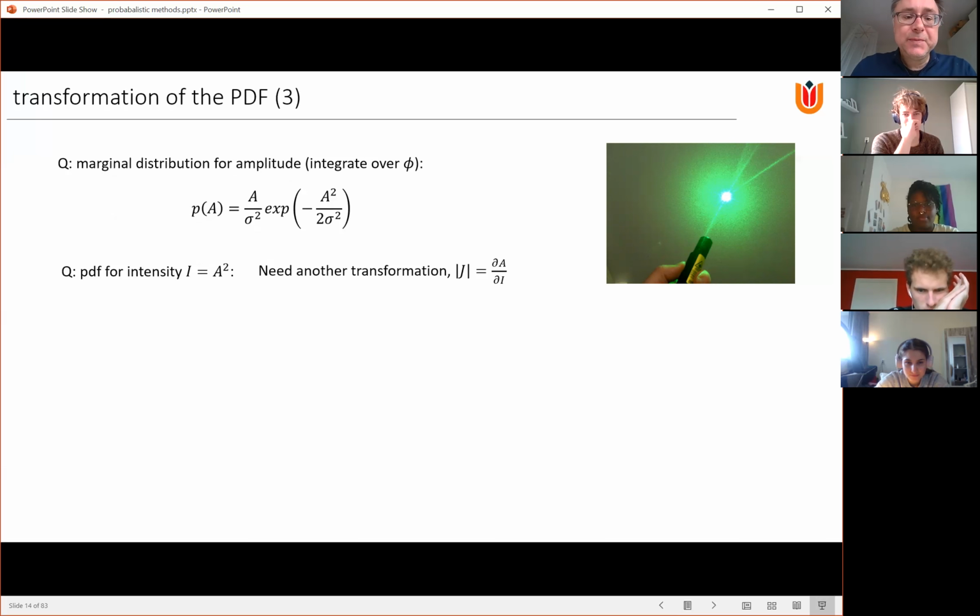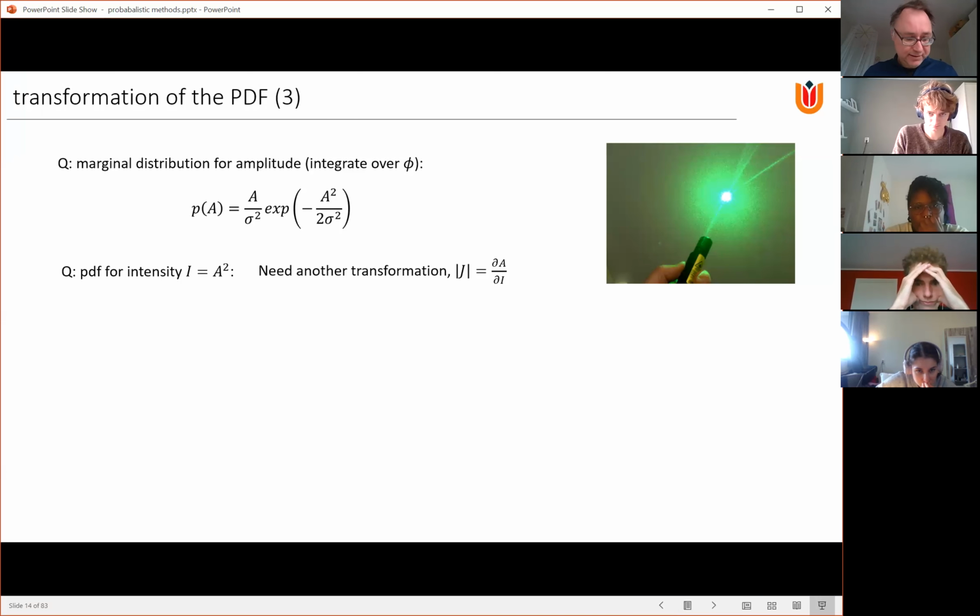So now I have a short question for you to see if you can use this as well. This was for the electric field amplitude, but we're more interested in the measurable quantity, which is intensity. Intensity is amplitude squared. So the question is, can you now convert this marginal distribution for amplitude into a distribution for intensity? And of course, the hint is already in the line there.